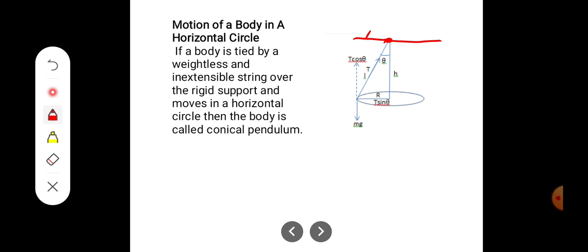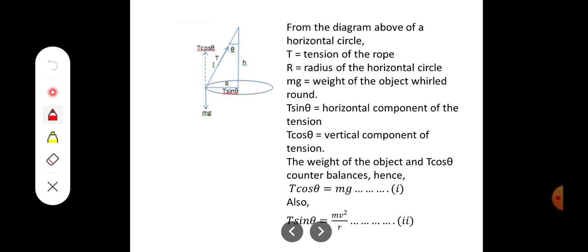Okay, and I'd like you to note all the properties of the diagram because we're going to be saying some things about it. Okay, so from the diagram above of a horizontal circle, T is the tension of the rope. So the rope is T, where you see T there on the diagram is the tension of the rope. R is the radius of the horizontal circle. So while you make the circle with the rope, okay, R is the radius, okay. And mg, of course, is the weight of the object that you are wheeling round.